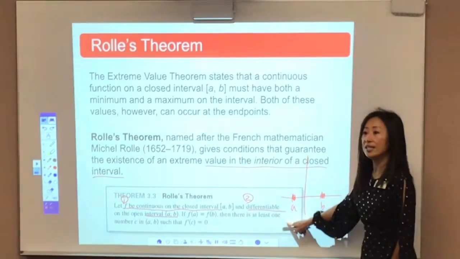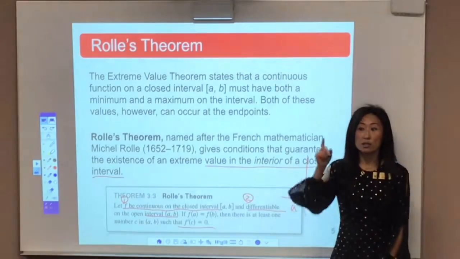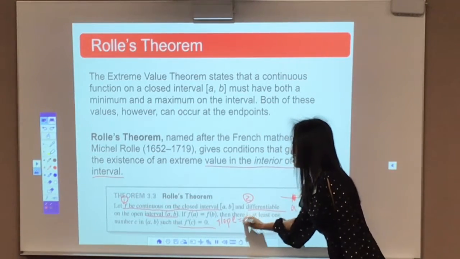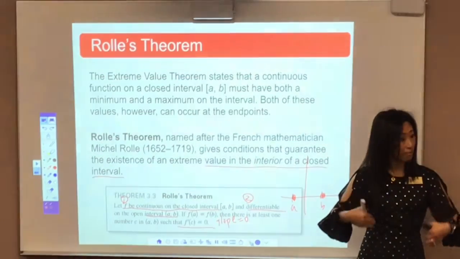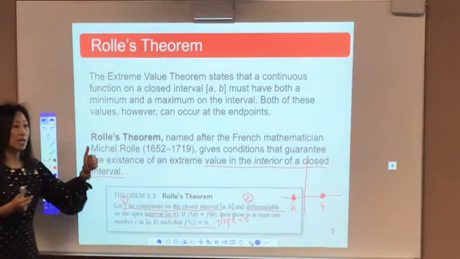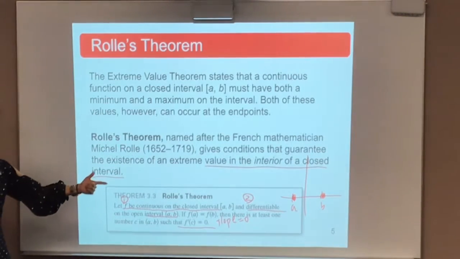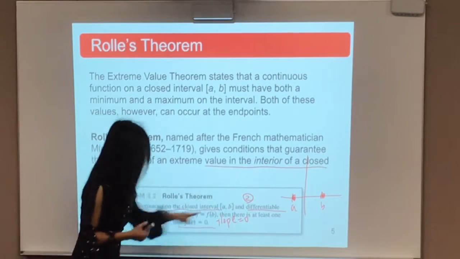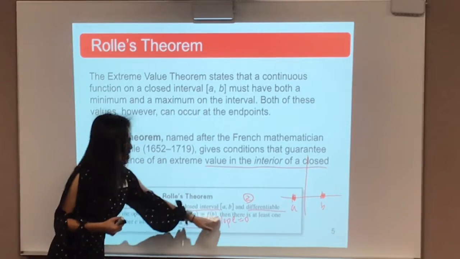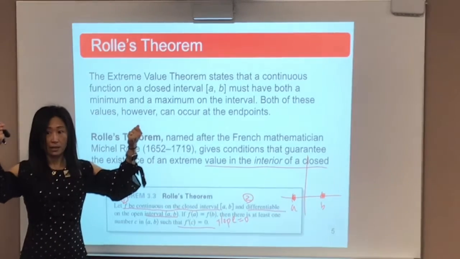Then there is at least one number c, such that f prime of c equals 0. What that means is the slope is 0, which means you have either a maximum or a minimum. We learned that yesterday. So there are three conditions. f has to be continuous. f prime also exists, so f is differentiable on the open interval. And f of a and f of b, the y values of the endpoints, have to be the same. Is everybody with me?